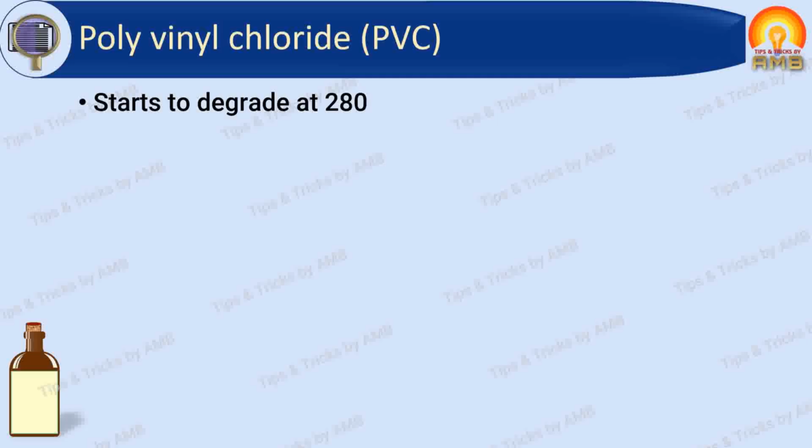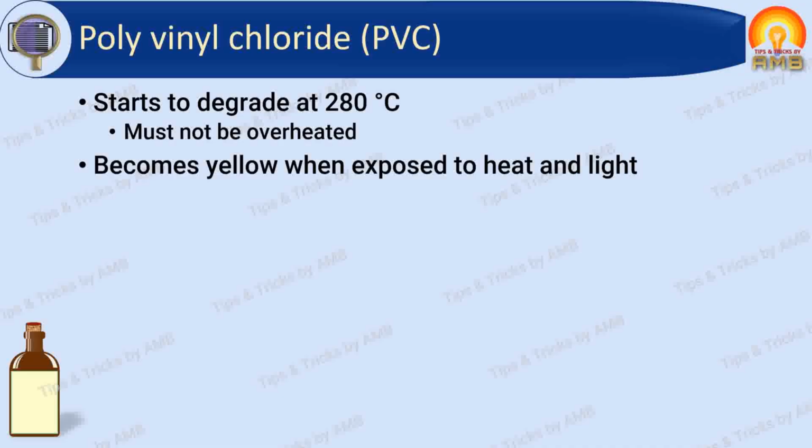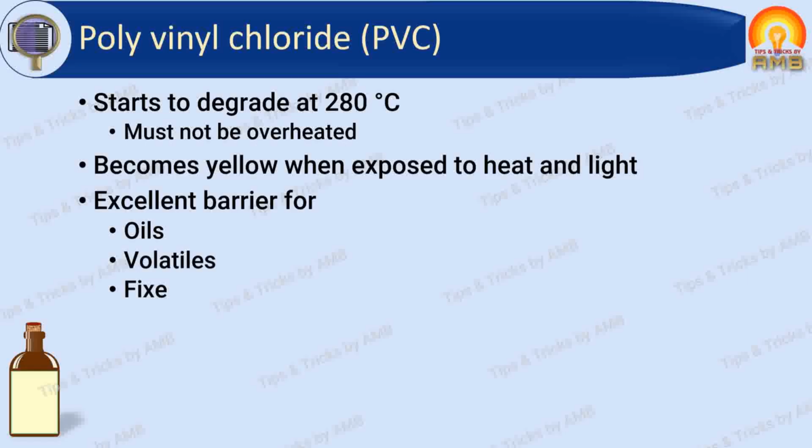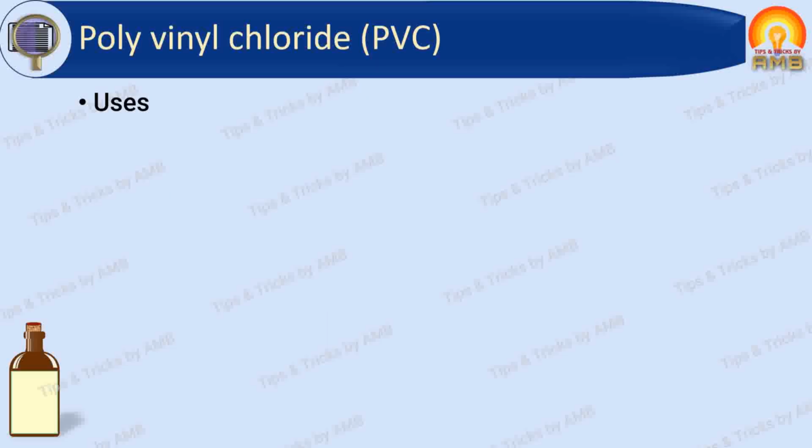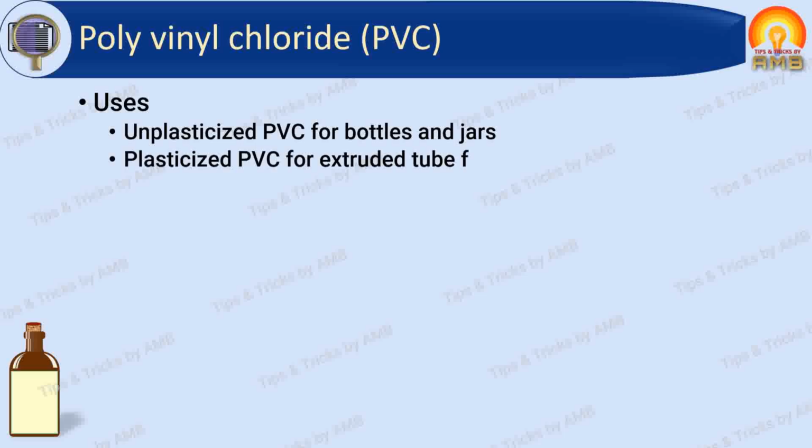It starts to degrade at 280 degrees Celsius and must not be overheated. It becomes yellow when exposed to heat and light. It is an excellent barrier for oil, volatile, fixed alcohols and petroleum solvents. It can retain odors and flavors. It is costly plastic. Unplasticized PVC is used for bottles and jars, whereas plasticized PVC is used for extruded tubes for eye ointments and films.